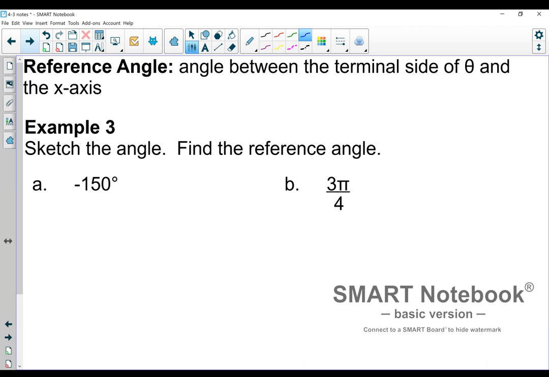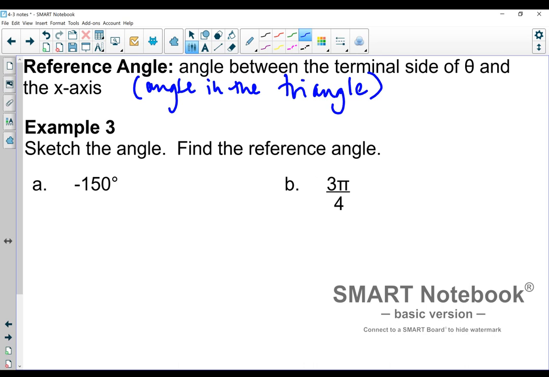So reference angle, I kind of talked about this a little bit before. It's the angle between the terminal side and the x-axis. So it's when you draw that triangle. So it's the angle in the triangle. Sometimes if you're in quadrant 1, the reference angle and the angle you're drawing to begin with are actually the same, and then sometimes they're not. So we're going to sketch the angle and find the reference angle.